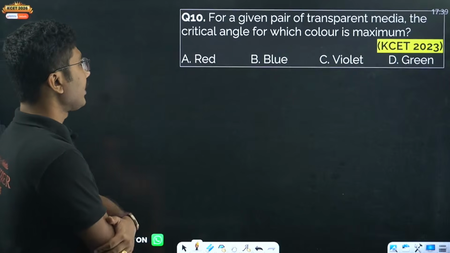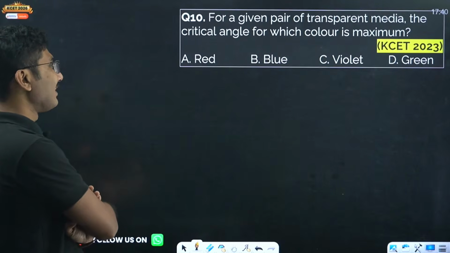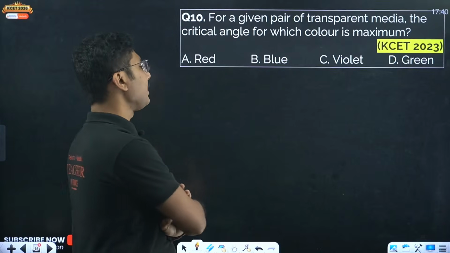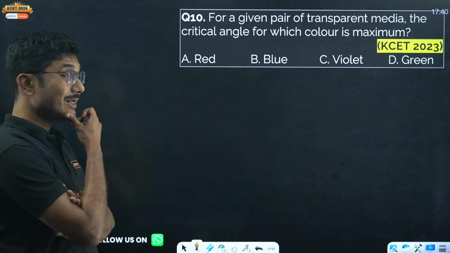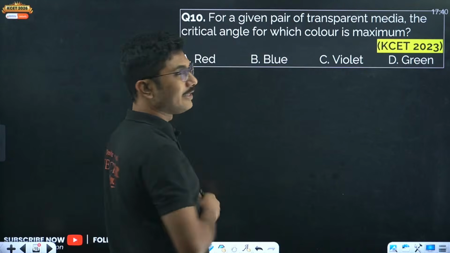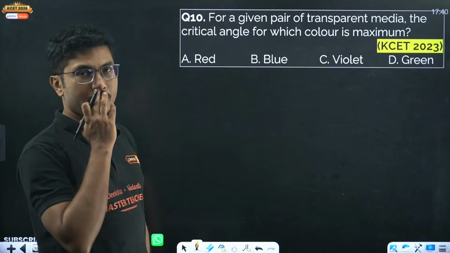Okay, for a given pair of transparent media, the critical angle for which color is maximum? Critical angle for which color is maximum? Now what is the relationship between critical angle and wavelength? That's what we have to figure out.